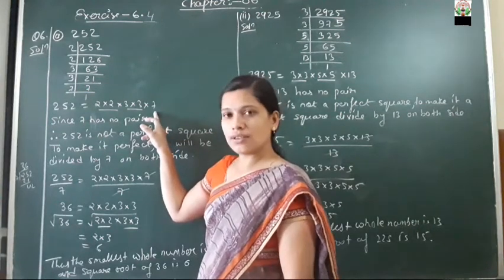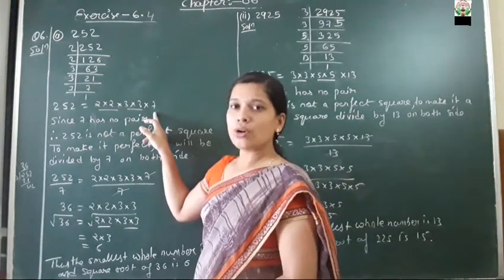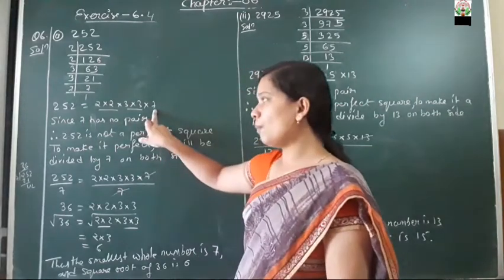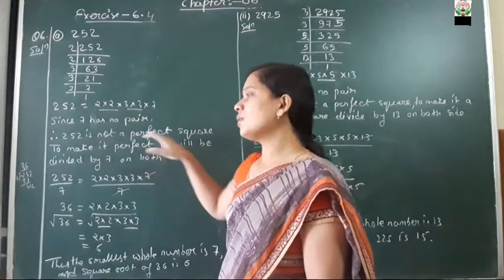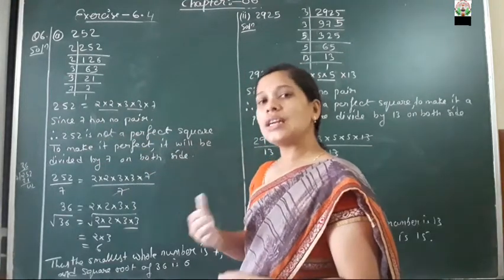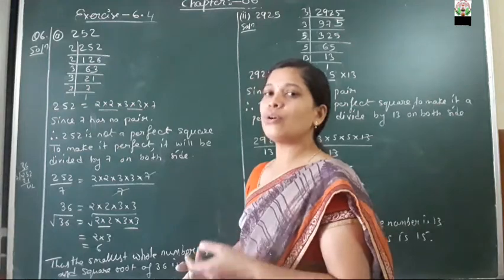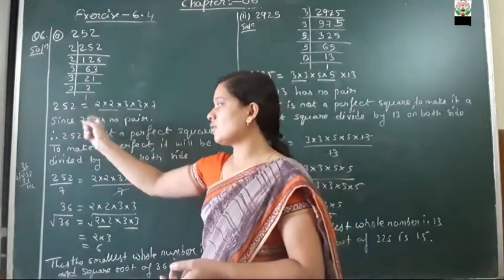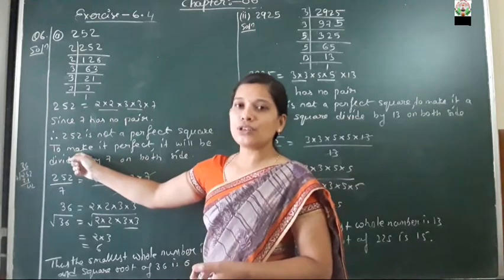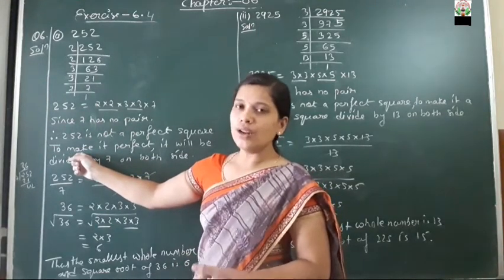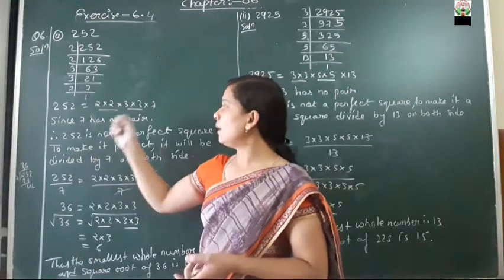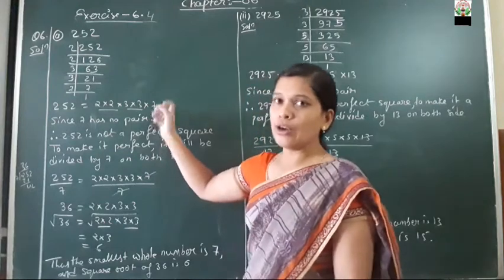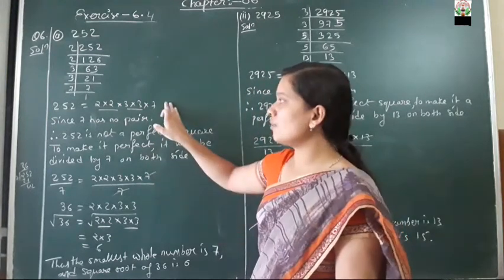Here we can see that 7 is an unpaired number. It does not have a pair. Therefore, since 7 has no pair, 252 is not a perfect square. In order to make it a perfect square, what are we going to do? We are going to divide by 7 on both sides, LHS and RHS of this equation. Since it is not a perfect square because 7 is an unpaired number, to make it a perfect square, the unpaired number which is 7, which is also the smallest whole number, is going to be divided on both sides, LHS and RHS of this equation.